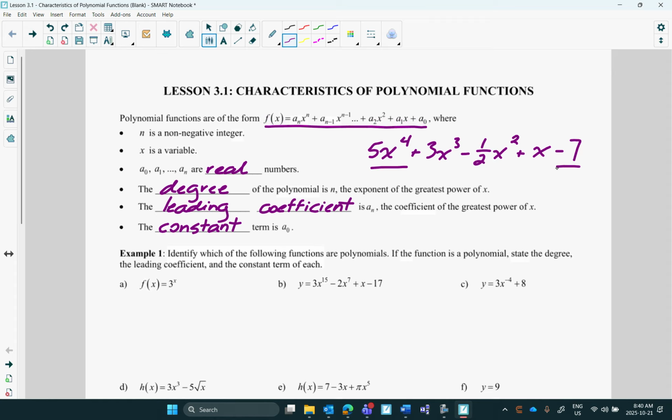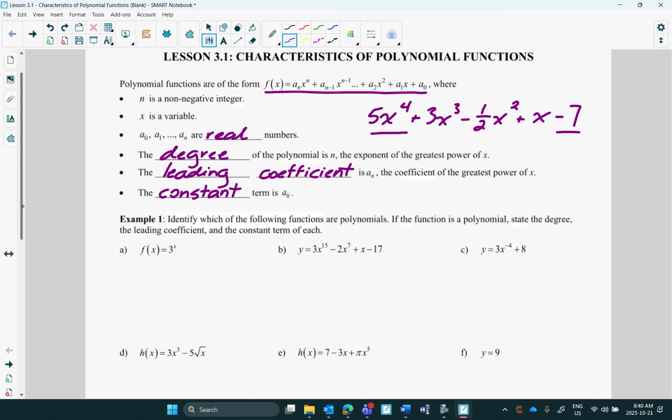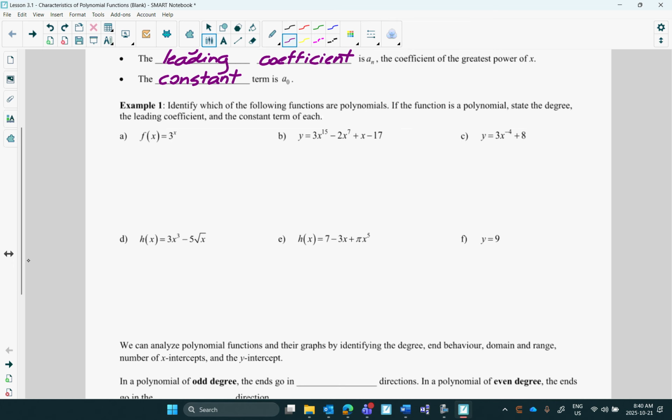You don't have to worry about defining these, but you do have to be concerned about if I give you one of these and say, tell me the degree. Tell me the leading coefficient. Tell me the constant. Tell me whether it's a polynomial function or not. Okay, and then we'll look at other properties a little bit later on. So just as an example, we've got 6 functions here, or what I believe to be functions, and we have to determine whether they're polynomial or not. And if they are polynomial, you are asked to state the degree, the leading coefficient, and the constant in each.